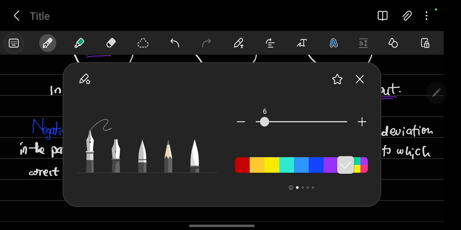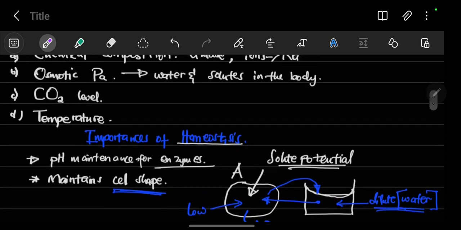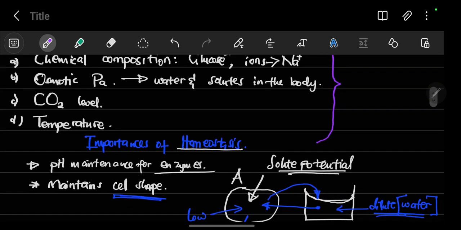What the parameters we're talking about are: those things that we need to maintain constant. These are the parameters we're talking about.